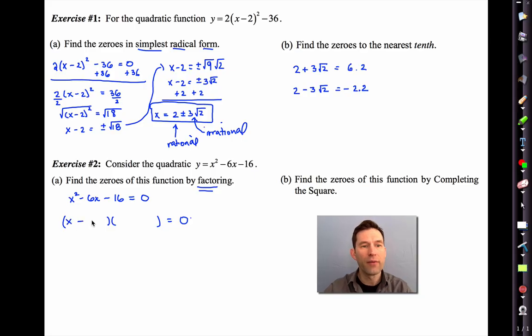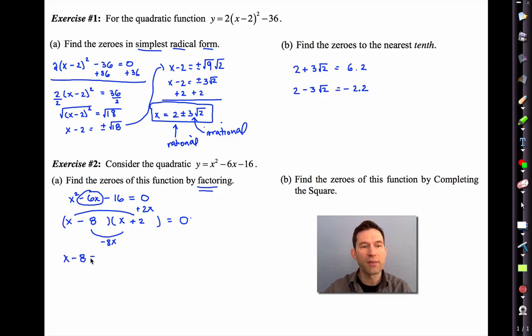Hopefully what you found out was that it factors as x minus 8 and x plus 2. Remember, all we really have to do when we check our factoring is make sure that this times this, which is negative 8x, and this times this, which is a positive 2x, sum to be negative 6x, right? But we do need to check that. Always check it.